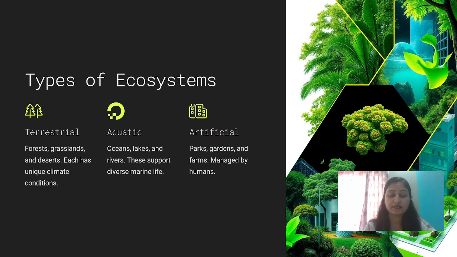Aquatic ecosystems are the water-based ecosystems like oceans, seas, lakes, rivers, tributaries, etc. They support diverse marine life from microscopic plankton to massive whales. The third is the artificial ecosystem. These are ecosystems that are managed by humans, such as parks, gardens, and farms. While they may not be natural, they still provide important habitat and services.